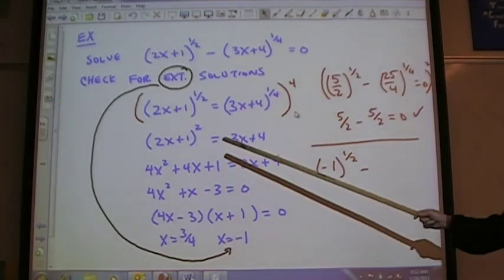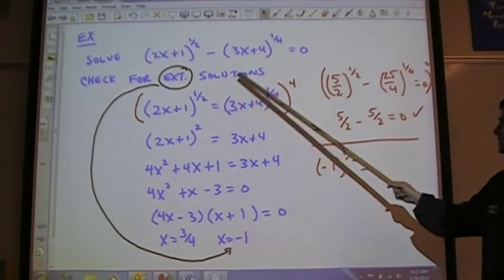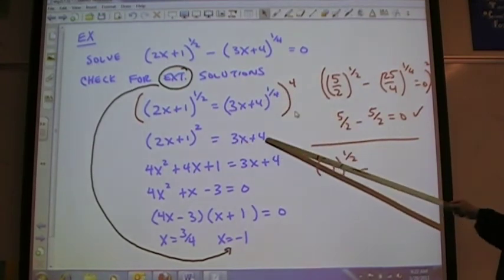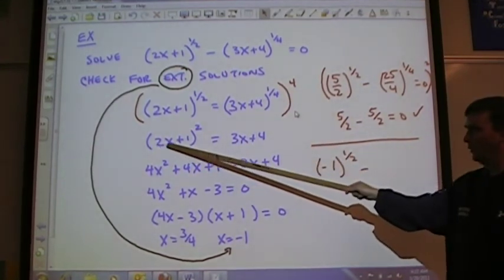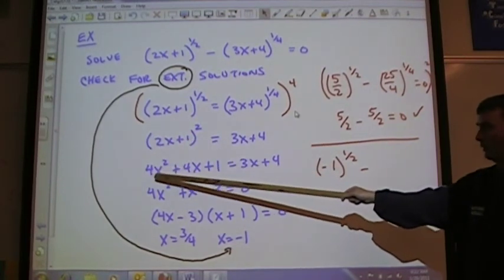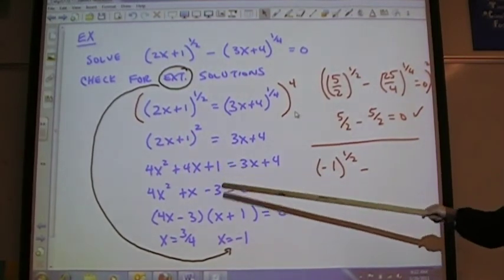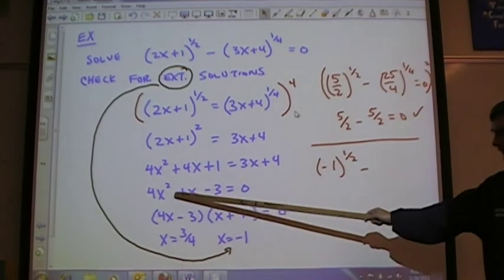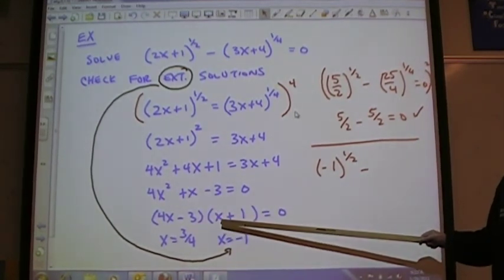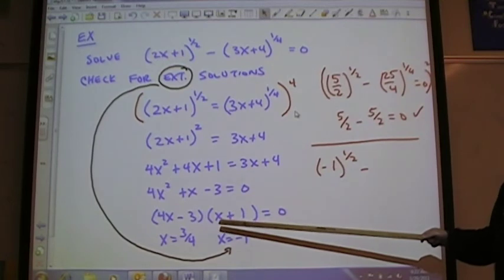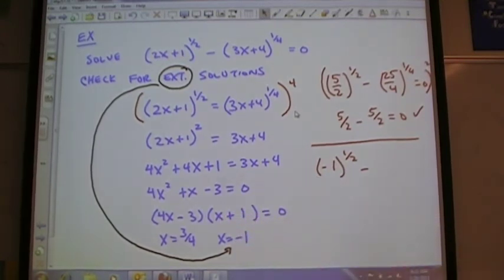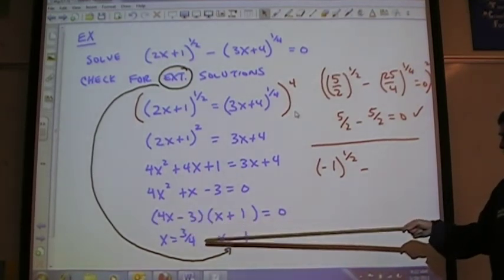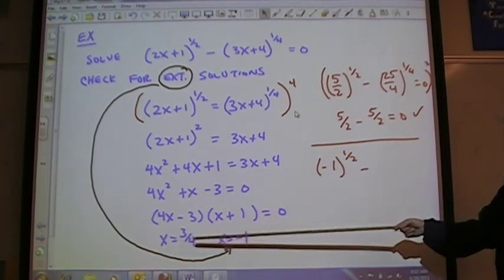Alright, so I'm going to raise this to the 4th, I get 2x plus 1 squared. When I raise this to the 4th, I'm just left with 3x plus 4. When I square 2x plus 1, you again have to FOIL. You get 4x squared plus 4x plus 1. Put it in standard form. Here, I factored. If you don't like factoring, go to the quadratic formula if you want to. Now, everybody knows the quadratic formula works for everything. But I factored it by guessing and checking. And then your two possible answers were 3/4 and -1.